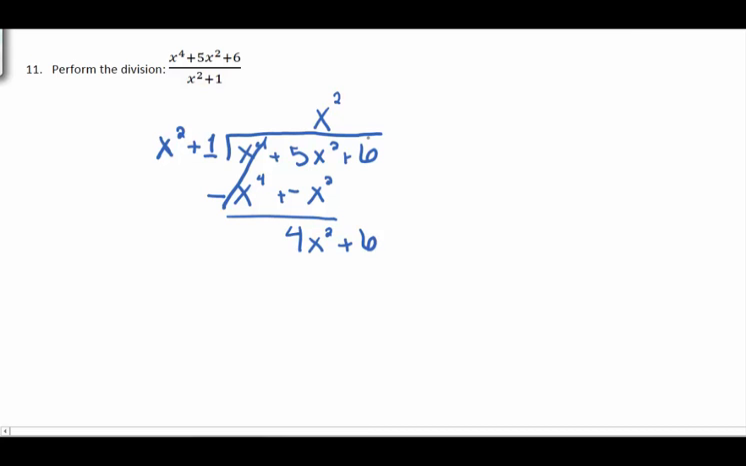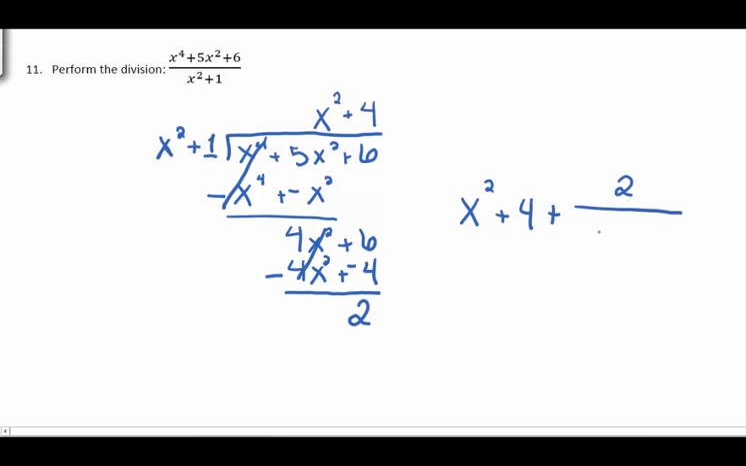X squared goes into 4x squared 4 times. 4 times x squared is 4x squared. 4 times 1 is 4. And once again we'll subtract, and 6 minus 4 is 2. So our answer is x squared plus 4 plus 2 over x squared plus 1.